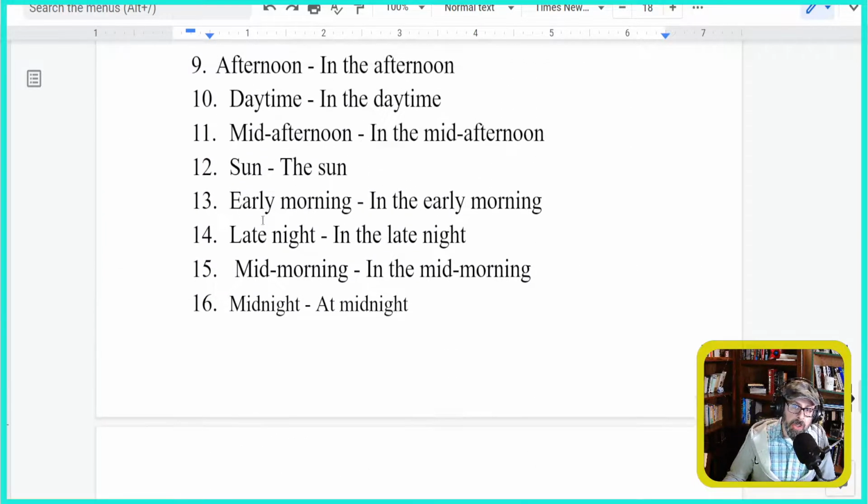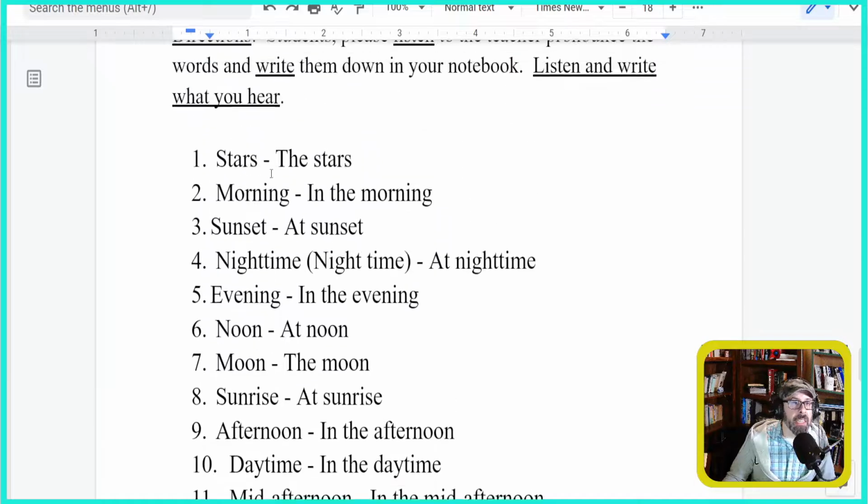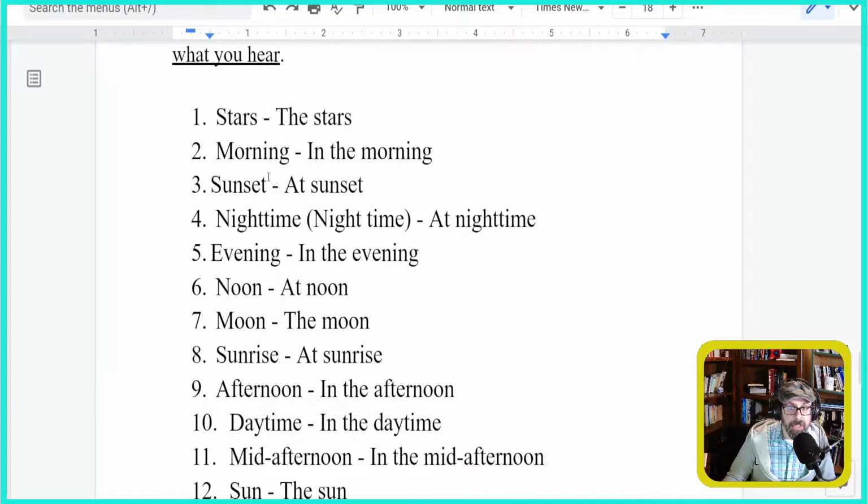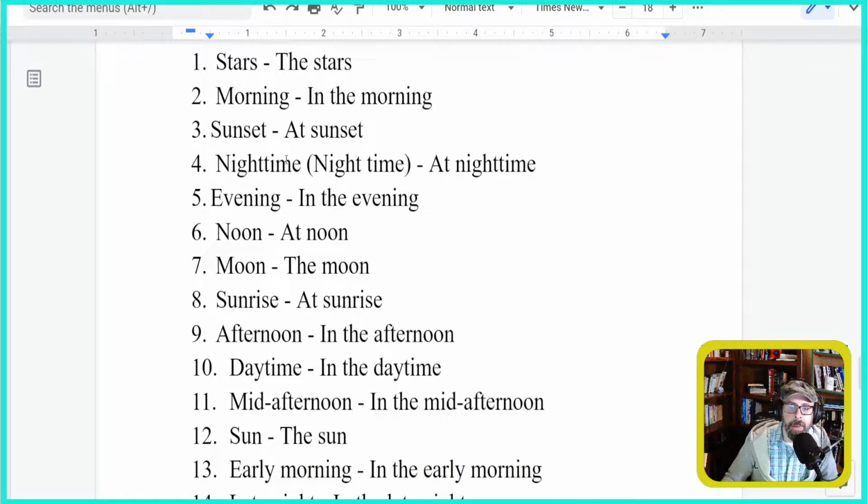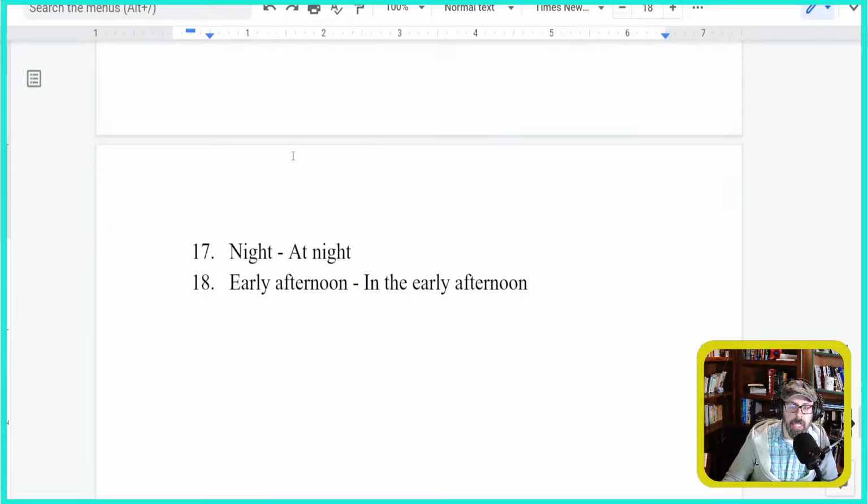Okay. So you see that the order of the dictation is different from the word list. So we mix the vocabulary for dictation. Okay, early afternoon for 18. All right, good job on dictation. That takes care of dictation. Okay, so we'll give you a little round of applause for that one.